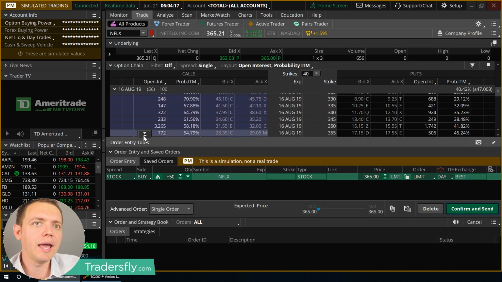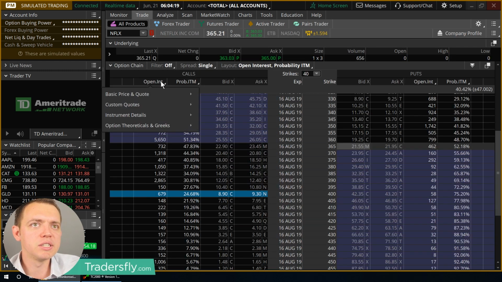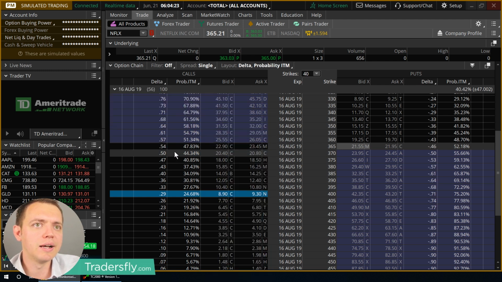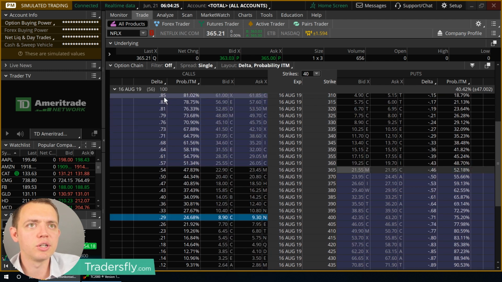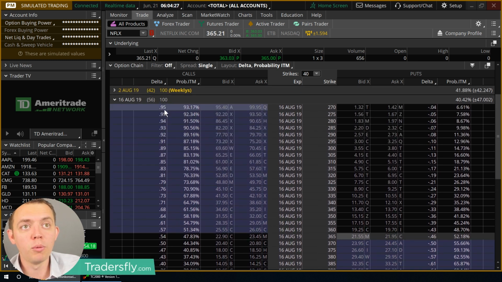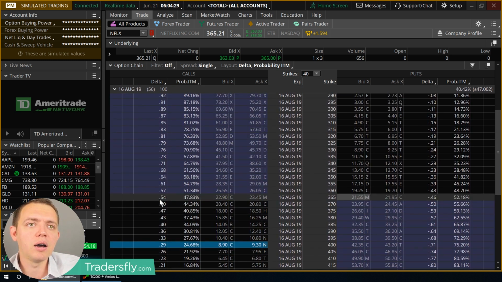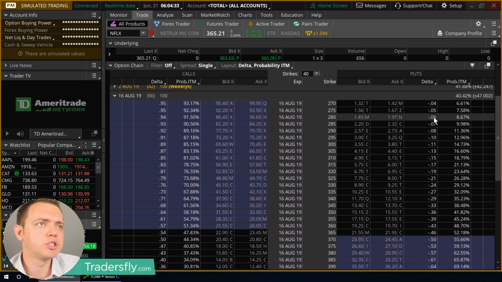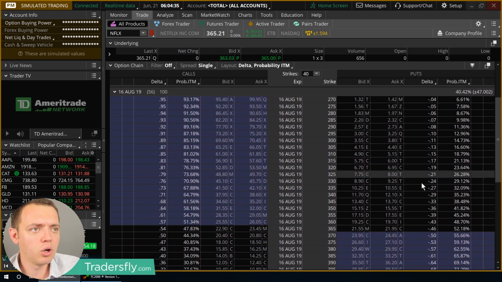You could go ahead and pull some of these things on the quotes and go to the delta. Now you can see them. So here you can see we have a delta almost of 1, like a stock. Otherwise, you have like a 0.54, 0.36, and if you look at the puts, you have the negative, as I mentioned. So all the puts are negative.